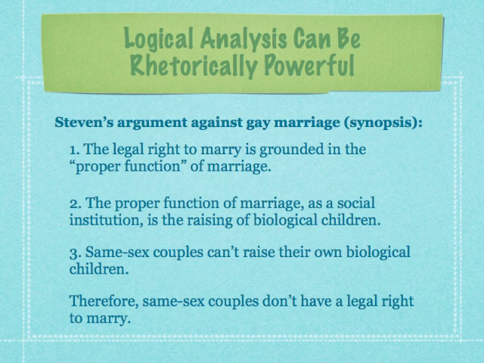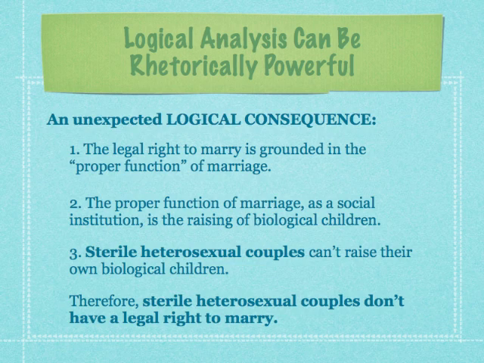Now, the second observation we can make about the logic of this argument is that the scope of this argument is actually very broad. It's much broader than Stephen seems to realize. Why? Because from the very same assumptions, it follows not only that gay couples shouldn't have the right to marry, but also that a good number of heterosexual couples shouldn't have the right to marry either. Most obviously, couples who are sterile or who are too old to have children. Why? Because without the possibility of having biological children, their unions can't fulfill the quote-unquote proper function of marriage either.